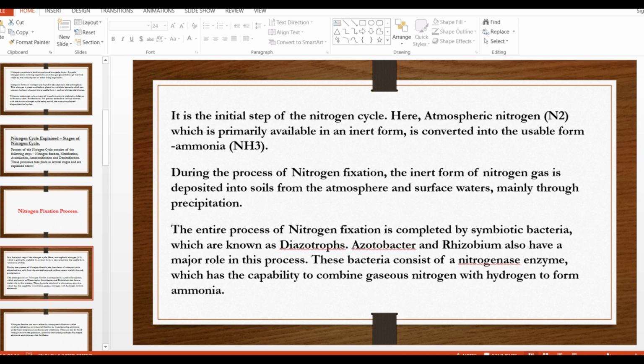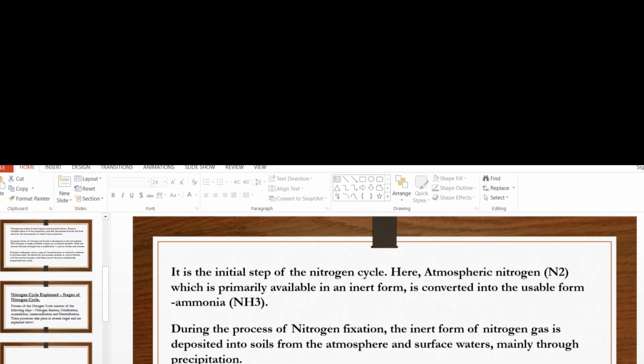3. The entire process of nitrogen fixation is completed by symbiotic bacteria, which are known as diazotrophs. Azotobacter and Rhizobium also have a major role in this process. These bacteria consist of a nitrogenase enzyme, which has the capability to combine gaseous nitrogen with hydrogen to form ammonia.